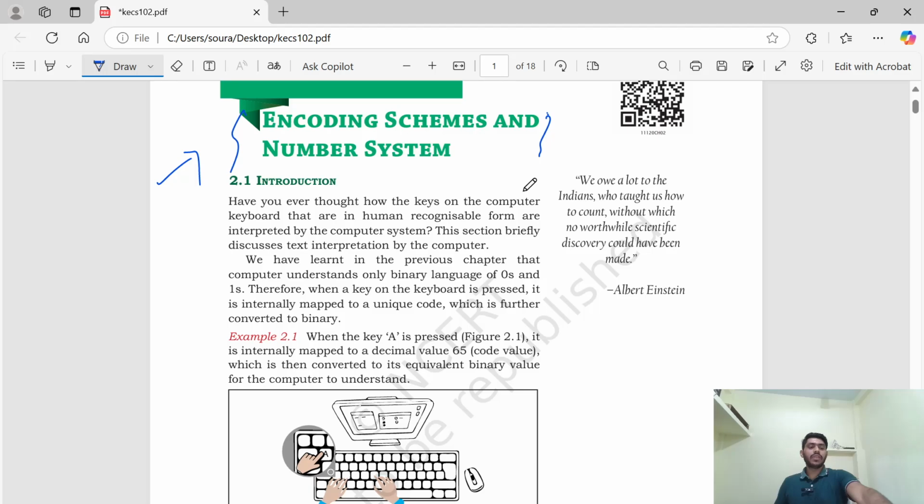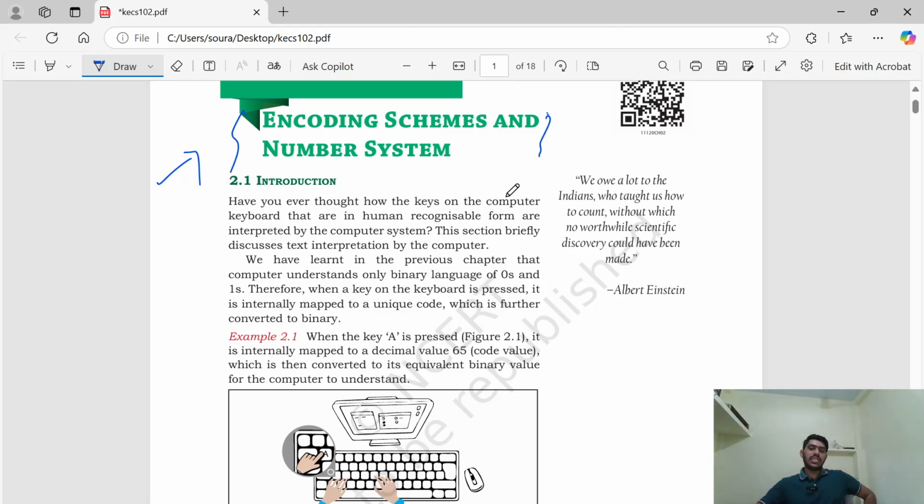Today I will be again taking the class 11 computer science course: the fundamentals of computer, different encoding schemes and number systems. It is also a fundamental unit of the computer system, how different websites communicate with the users. We are going to read about different encoding schemes, how we input different characters from the keyboard. So this topic is regarding encoding schemes and number systems.